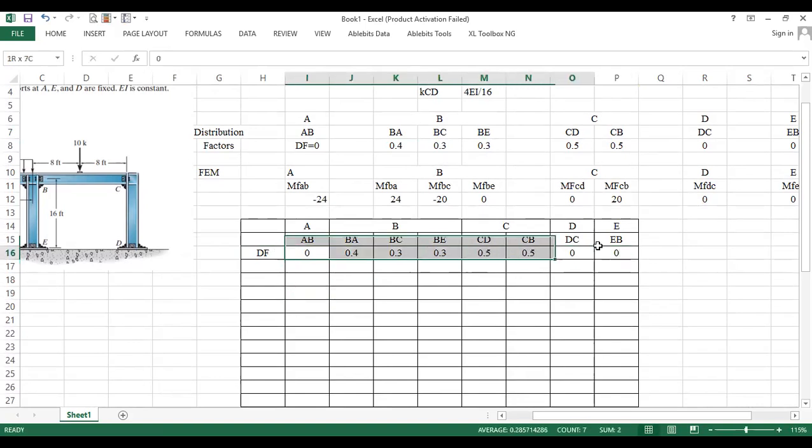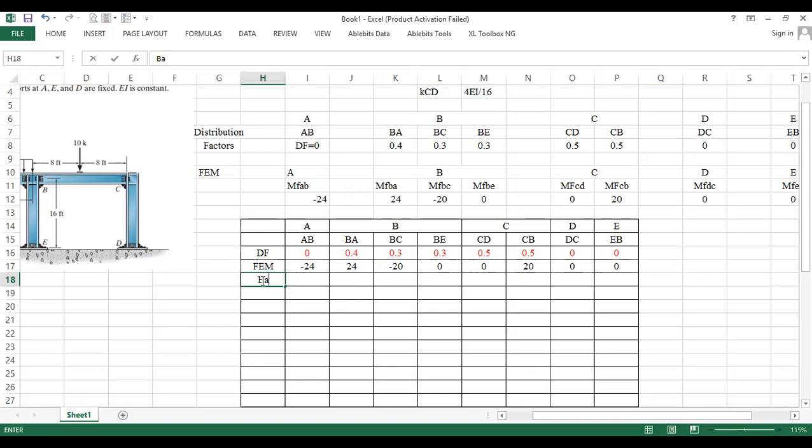So I'll draw in the red color because it does not need to be added to the final equation. So FEM, fixed end moments, this is going to be minus 24. This is going to be BA 24. This is BC 20 minus 0. CD is 0. CB is plus 20. This is 0 and this is 0. Right? So now you can start balancing.